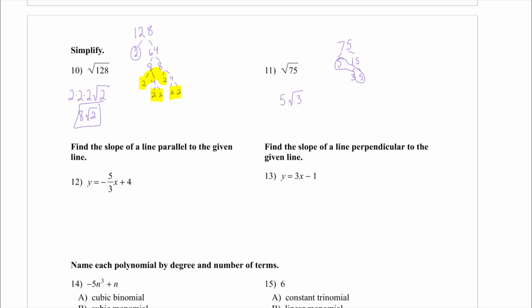When we're doing this, we're only looking at the prime numbers of our factor tree, and the reason that having a pair of 5's puts a 5 on the outside is we're essentially saying, what is the square root of that pair of 5's? Which is asking, what is the square root of 25? We know the square root of 25 is 5. That's why we're able to take it and put it on the outside. So 5 square roots of 3 is our answer.